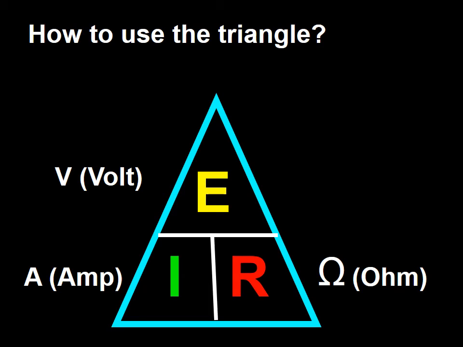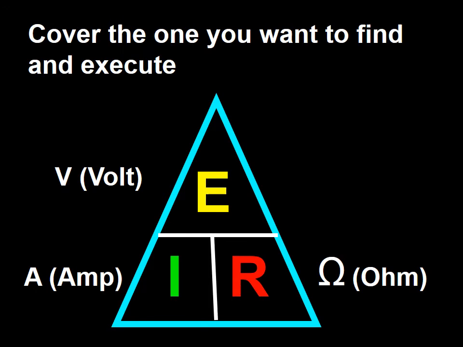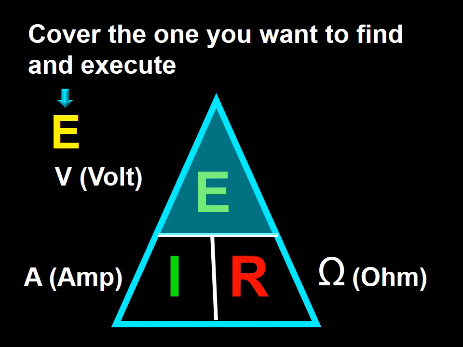Using the magic triangle is easy. Just cover the compartment you want to determine and execute the operation suggested by such a maneuver. Let's say you want to find the electromotive force of a circuit. Cover the letter E and then execute the operation. In this case, it will be E equal to I times R.